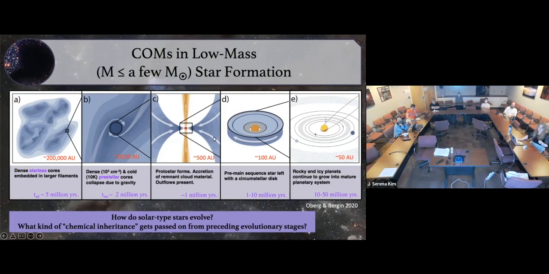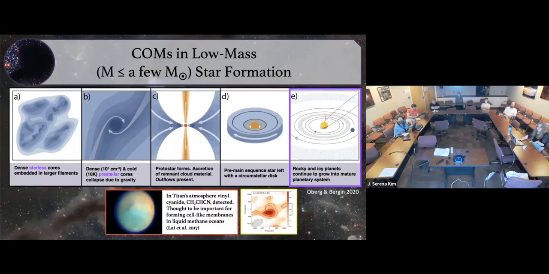So the question is, how do these solar type stars evolve, and what kind of chemical inheritance gets passed on from preceding evolutionary stages? Because in all of these stages, complex organics have actually been found. For example, there's a lot of work looking at these organics in comets, but also recently in Titan's atmosphere, where the molecule vinyl cyanide has been mapped with ALMA, which is what this image shows. This vinyl cyanide is thought to be an important molecule for forming cell-like membranes, perhaps in liquid methane oceans, and important for nitrogen-bearing life.